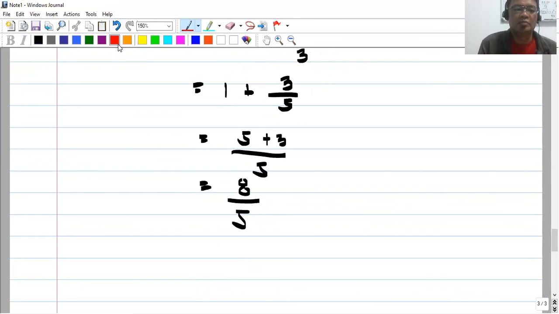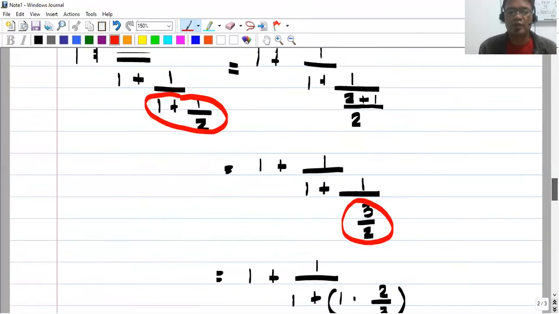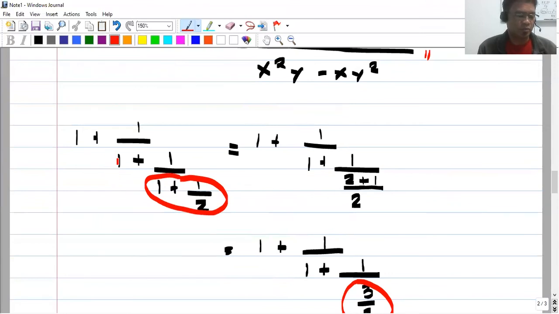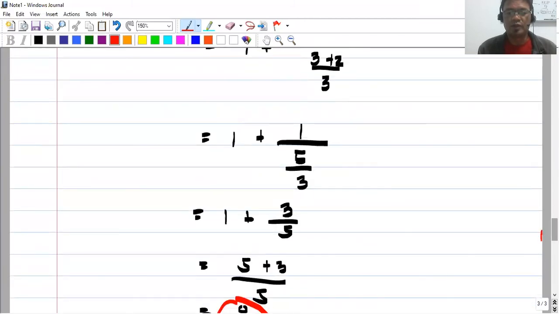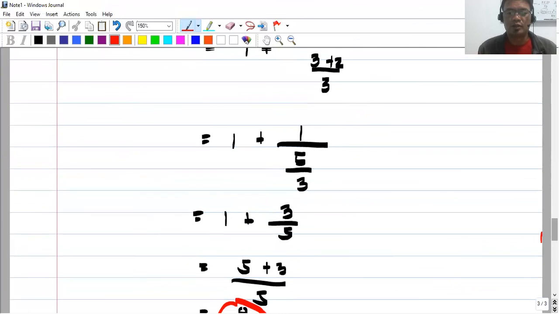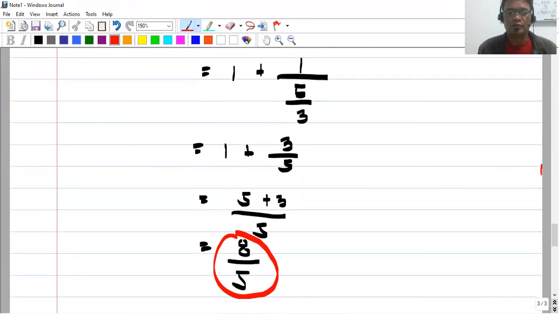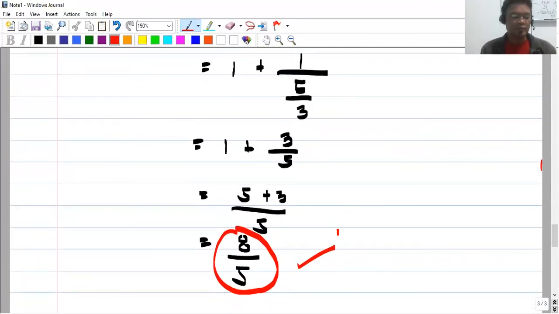So the simplest form of the complex fraction, which is 1 plus 1 over 1 plus 1 over 1 plus 1/2, is 8 over 5. That is our simplest form of the given complex fraction.